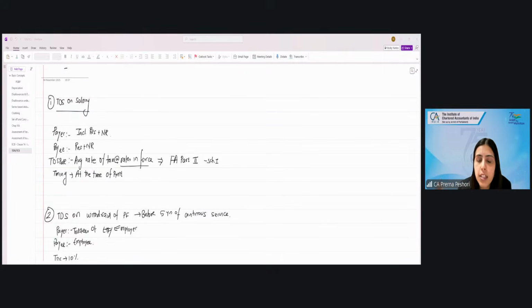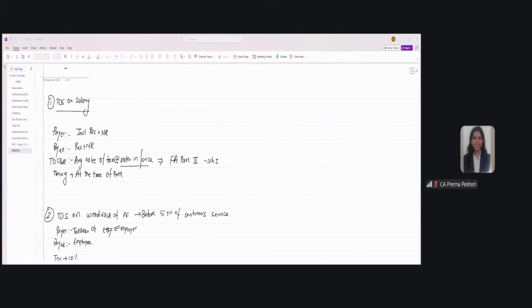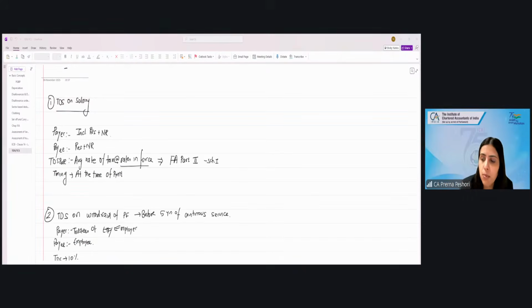Okay. What is the timing of the TDS? When do we need to deduct the TDS on salary? At the time of payment. Correct. At the time of the payment, you need to deduct, right? Now, there are a few things which the employer should keep in mind. So, basically, when the TDS has to be deducted, how does the employer decide the slab rate?